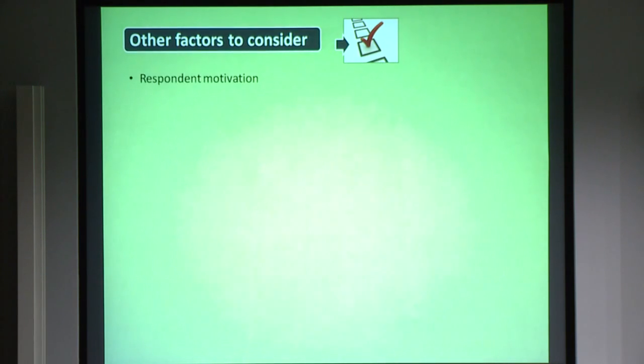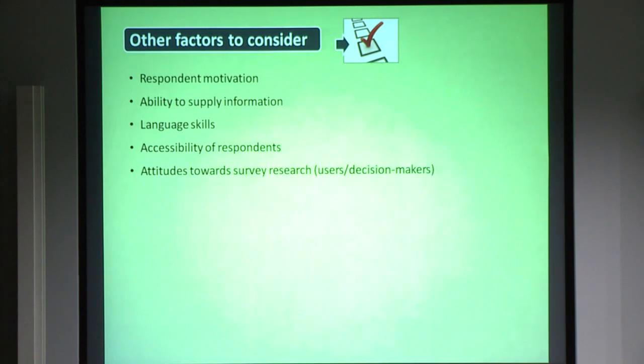Other factors to consider. Respondent motivation. Are people going to want to fill out the survey for whatever reason? Are people able to supply the information? For example, if it's alumni, do they have a sufficiently recent memory of what you're asking about? Too much time would have gone past. Language skills, accessibility of respondents. Do you have addresses, email addresses? Attitudes towards survey research. And this is for people involved in the survey project. Do some people regard survey data as soft evidence? They shouldn't, but maybe they do. That might need to be taken into consideration.